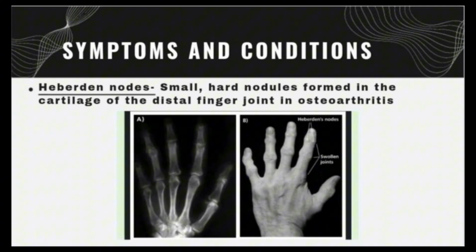Heberden nodes, a small hard nodule formed in the cartilage of the distal finger joint in osteoarthritis. It is described as a bony swelling that forms in the hand as a result of osteoarthritis, and is a sign of osteoarthritis caused by the breakdown of cartilage at joints.